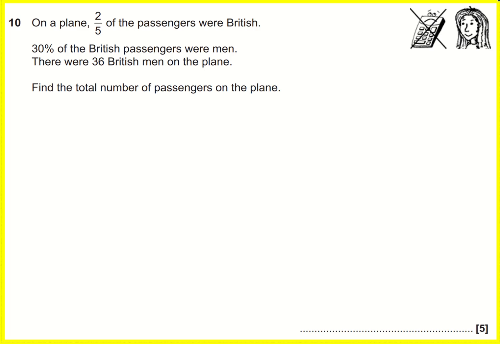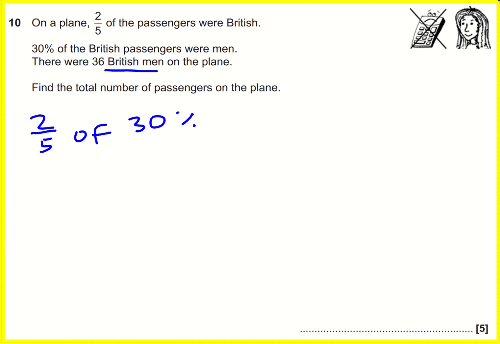I've got 2/5 of the passengers British and 30% of British passengers are men. So actually, this is a proportion of a proportion. And I've got the total number of British men on the plane. So if I work out what 2/5 of 30% is, then that will tell me the proportion that are British men, and I can relate that to the 36.